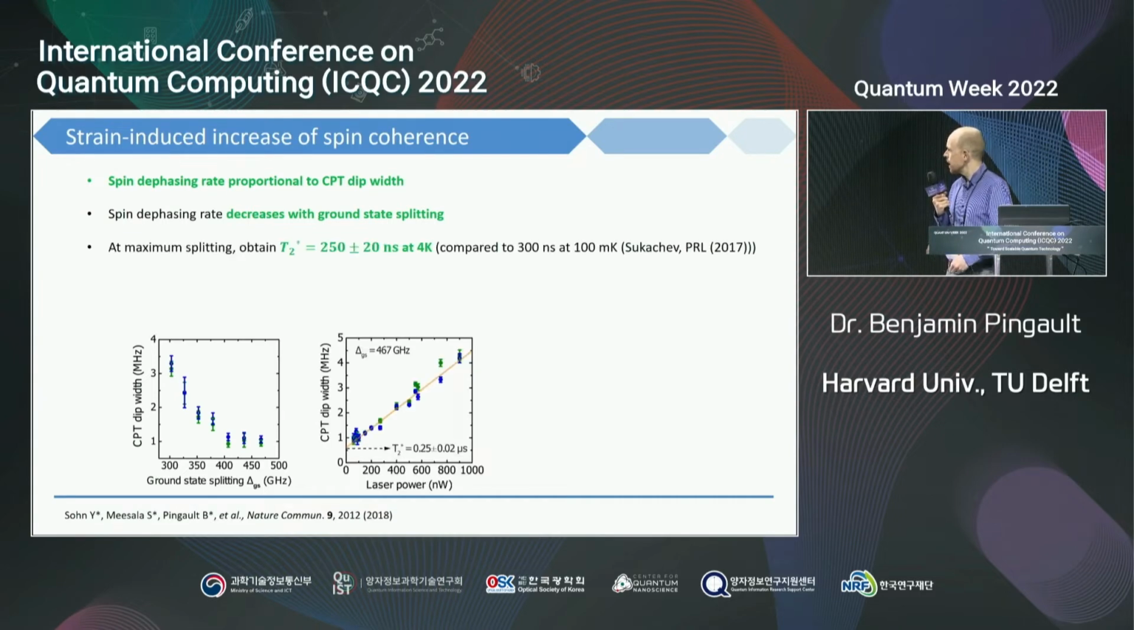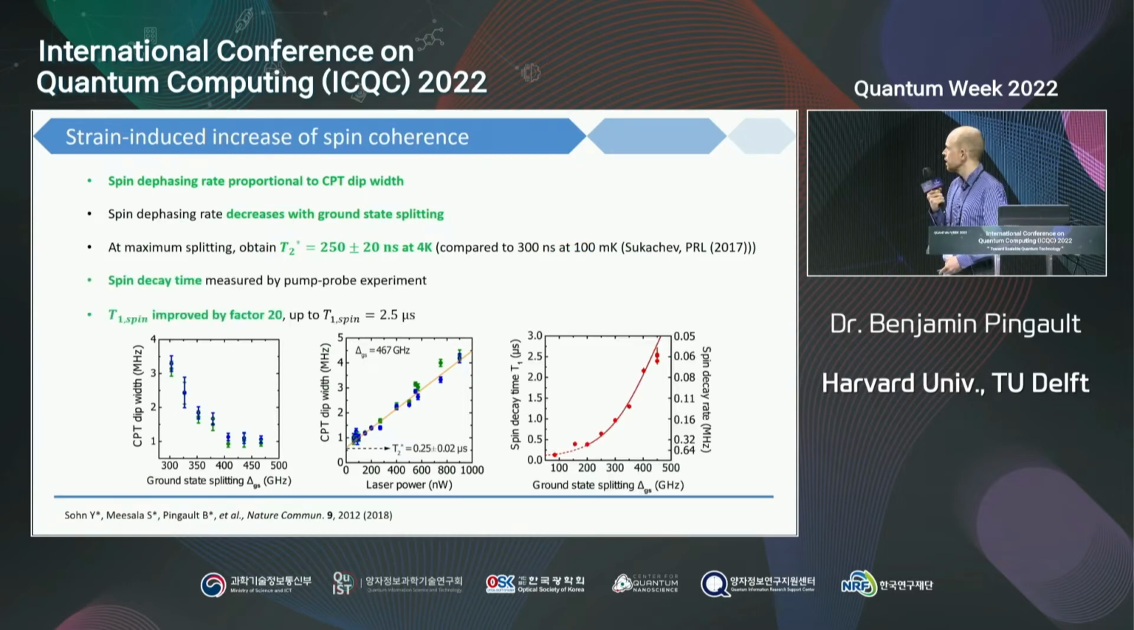And this way, we could actually extrapolate at very little laser power that our spin T2* reaches 250 nanoseconds at 4 Kelvin, which is very similar to the 300 nanoseconds measured at 100 millikelvin. So using strain tuning, we managed to eliminate the dominant dephasing source at 4 Kelvin. The spin decay undergoes pretty much the same thing, with an improvement by a factor 20, reaching 2.5 microseconds.